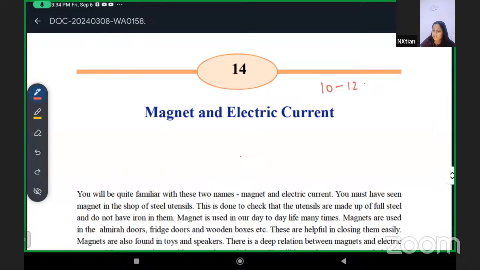Ma'am, 10 to 12 minutes is the minimum time. Minimum time that you have to take, 10 minutes minimum, if you're explaining a topic. You can't take less. That will deduct marks. Don't take less than 10 minutes, because then it will be too short and too rushed. So 10 minutes is the minimum, and 20 to 22 minutes is the maximum time.